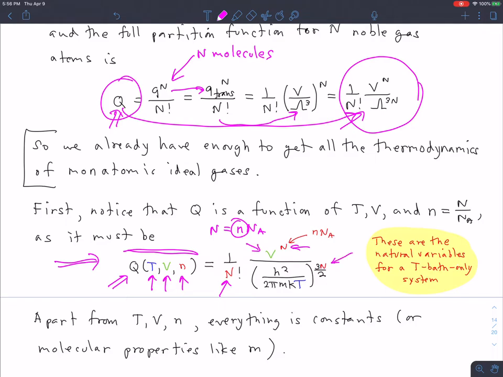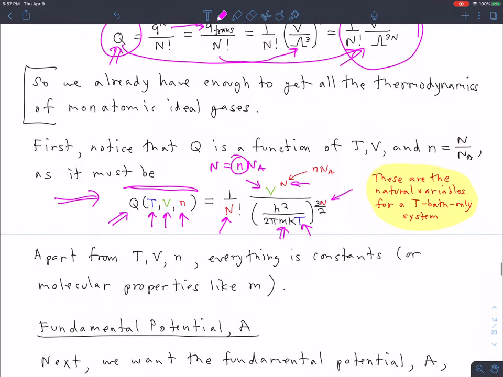Volume appears and temperature appears. And notice that there's nothing else. All the rest is either molecular properties like the mass here, or fundamental constants like h bar, Planck's constant, or Boltzmann's constant, or 2 pi for that matter. So T, V, and N really are the natural variables, and they really do show up in this now explicit formula that we have.